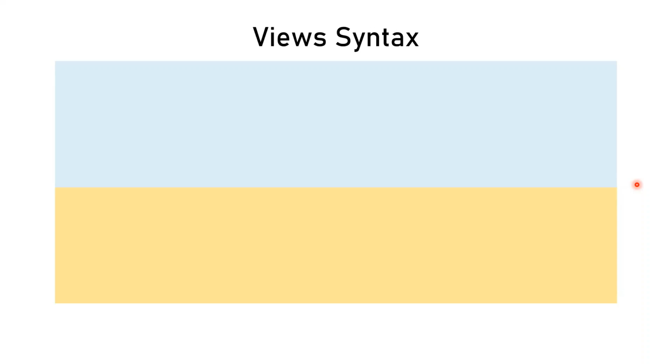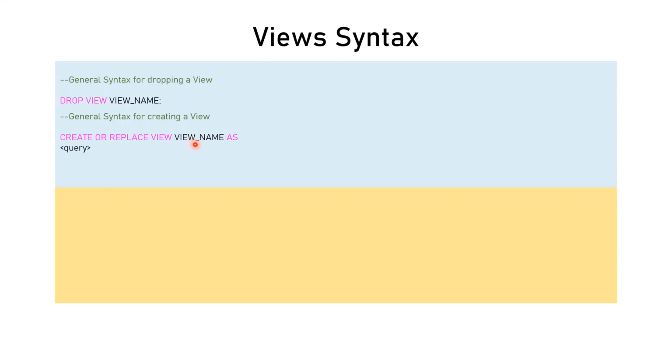All right, so the general syntax for dropping a view is simply drop view, then the name of the view that you want to drop. Similarly, for creating a view, the general syntax is create or replace view, view name as, and then you type your query. Here, view name is anything that you want to name your view. It can be anything, it does not really matter. You can also simply use create view, view name as, and then type your query. The difference between these two is that if a view already exists with this view name that you are using, then that view will be replaced with the new view.